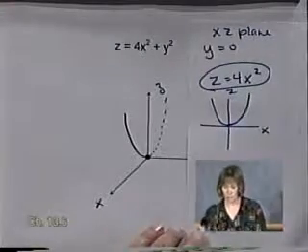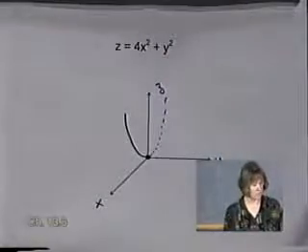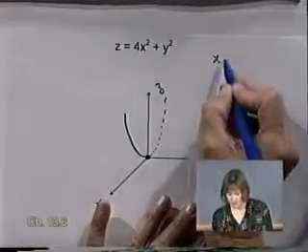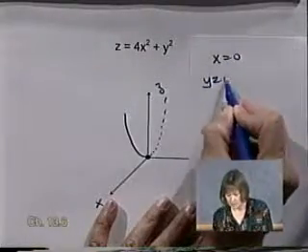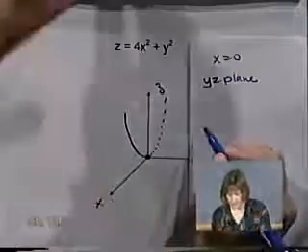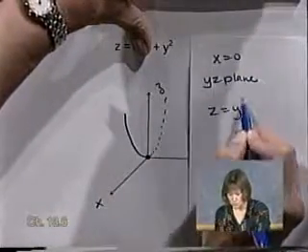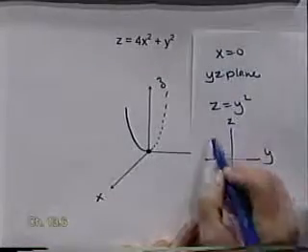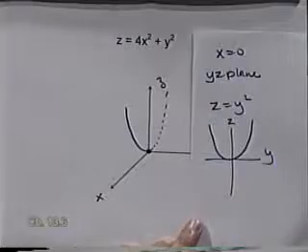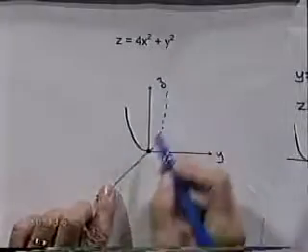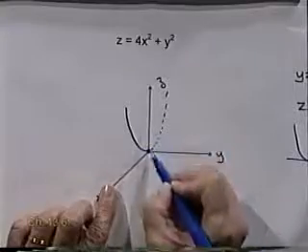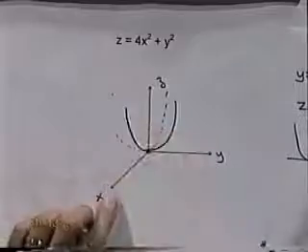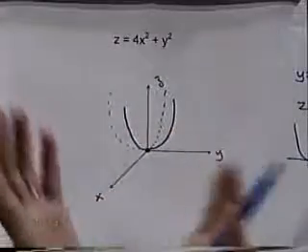Now, while we're at it, we have one more to do. I did y equals 0, I did z equals 0, so I'm left with x equals 0. If I let x equals 0, I'm now in the yz plane, and I get z equals y squared. Again, in just the zy plane, that's a parabola. So over here in the yz plane, it's a little bit less steep. Let's do this, looking like that. Okay, so each slice is giving me a parabola.